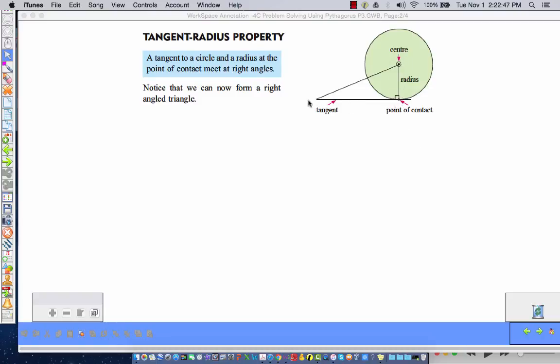Okay, now what is a tangent? A tangent is a line or a line segment that touches a curve or a circle in a particular place. It doesn't cut it, it just touches it perfectly in one place. So let me demonstrate that for you.